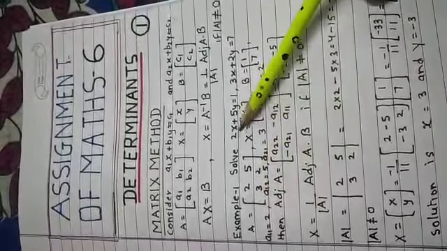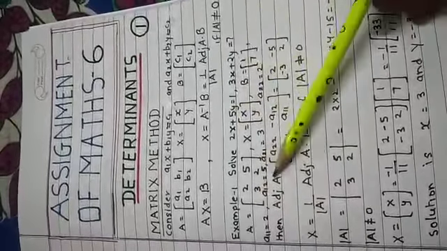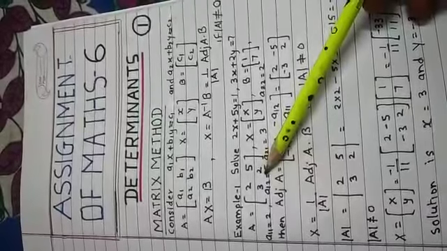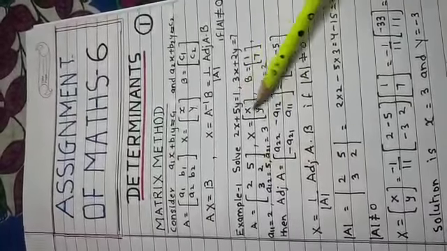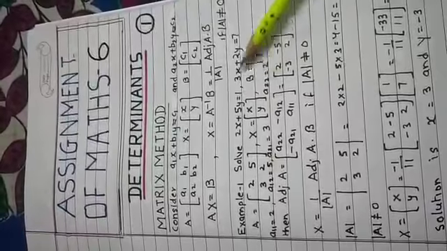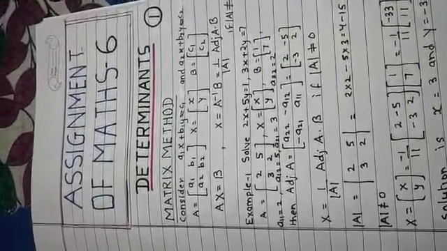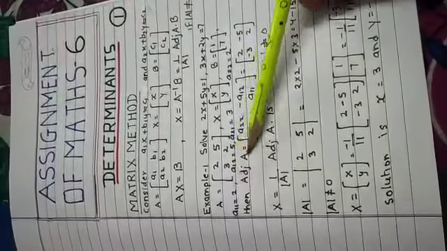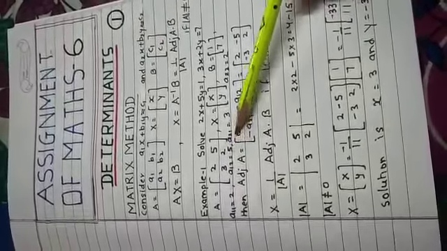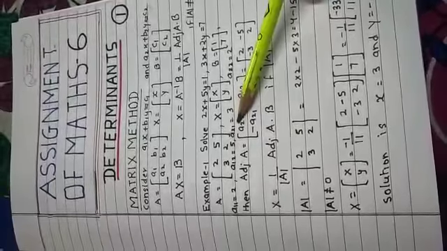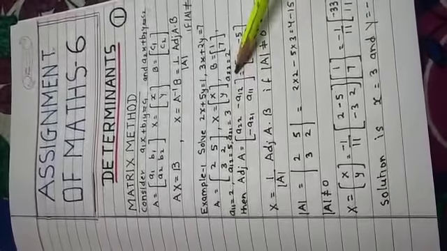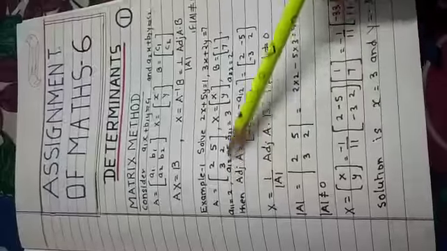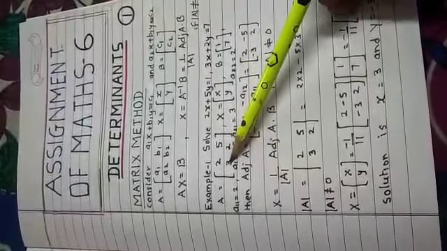Matrix A will be 2, 5, 3, 2, the coefficients of x and y. Matrix X will be x, y. Matrix B will be 1 and 7. Now, we know that a11 is 2, a12 is 5, a21 is 3, a22 is 2. These are the 4 elements of matrix A.